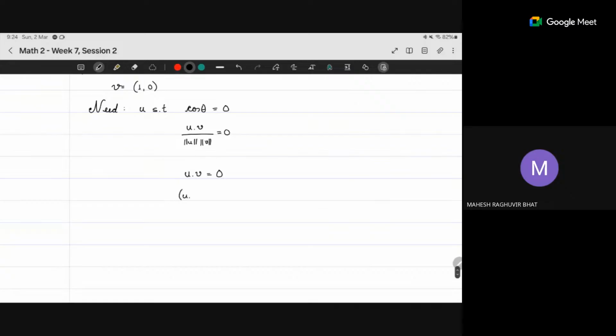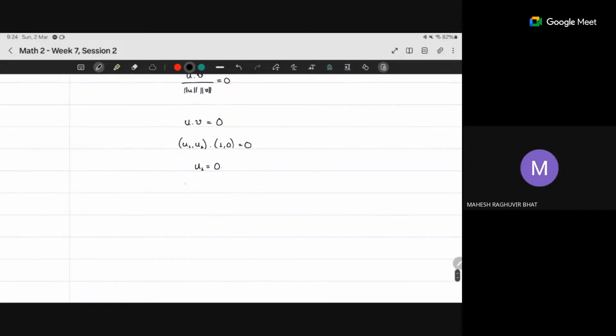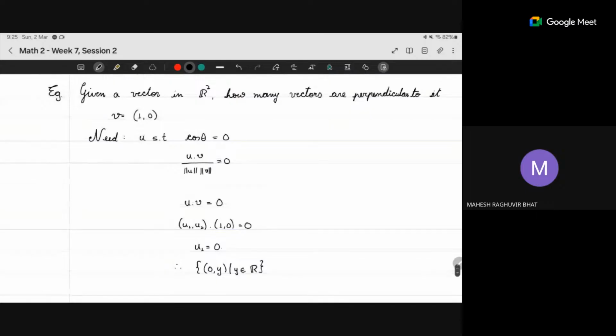So I'll write U as U1, U2, and V is 1, 0. The only condition that I require is U1 is equal to 0, right? Because U1, U2 dot 1, 0 is U1 plus 0, which is just U1. So any vector of the form 0, y with y in R is orthogonal to 1, 0. So there are infinitely many vectors.